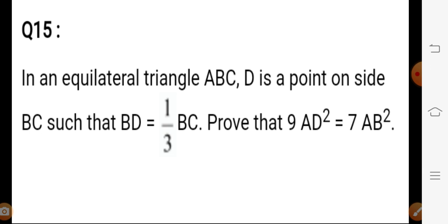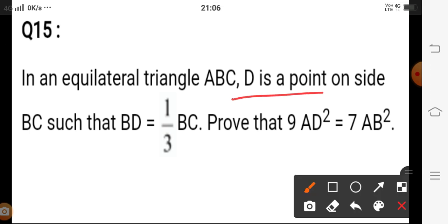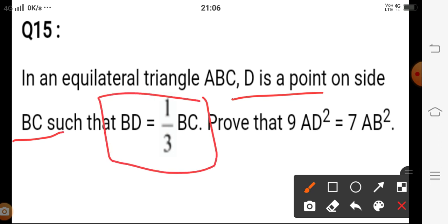Let us solve one more question. And the question is, in an equilateral triangle ABC, D is a point on the side BC such that BD is equal to 1/3 of BC. We have an equilateral triangle ABC, and in that triangle we have a point D, and this point D is on BC such that BD is equal to 1/3 of BC, and we have to prove this: 9AD square is equal to 7AB square.